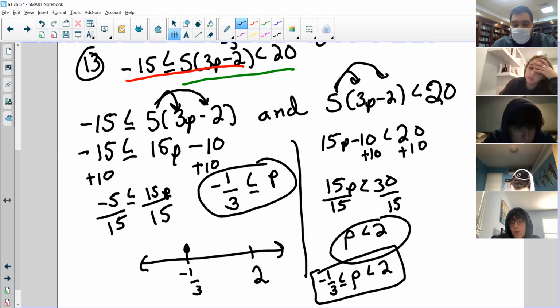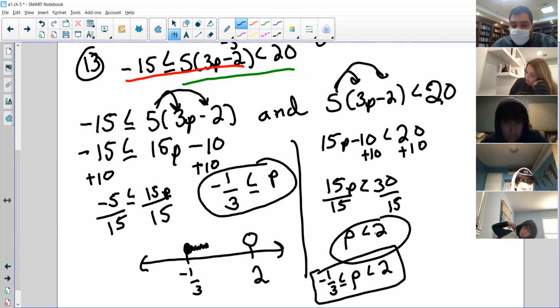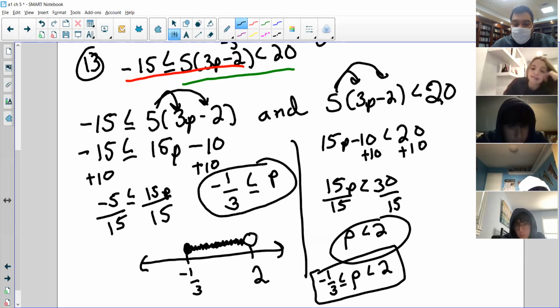I put a solid circle, and I know p is greater than negative 1/3. So negative 1/3 is less than p, so p has to be bigger. So I'm going to the right in this case. Now, I don't go the whole way. And the reason I don't go the whole way is because I have to keep in mind the 2 over here. I have an open circle at 2, and p is smaller than 2, so I go towards this way. You notice they're going to run into each other, because it's going to stay within that range. Now, you could ask your question. Go, the girl first.